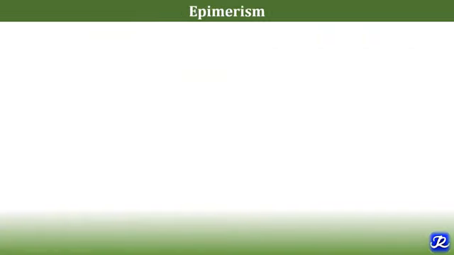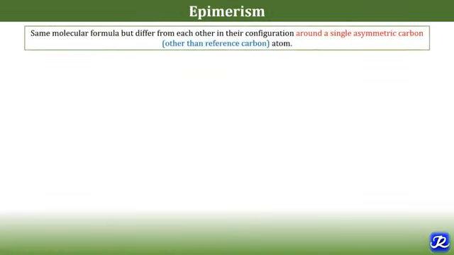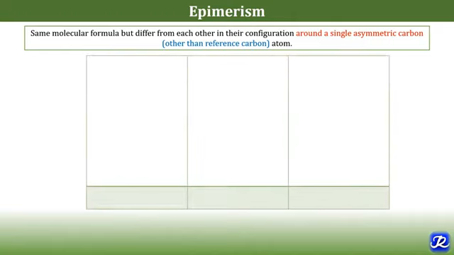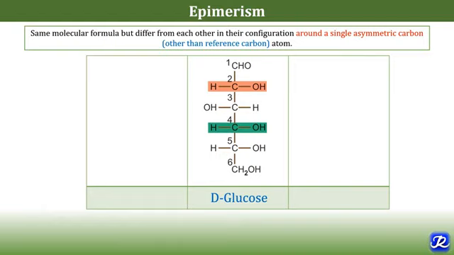What is epimerism? Epimers have the same molecular formula but differ from each other in their configuration around a single asymmetric carbon atom, other than the reference carbon atom. This is the structure of D-glucose. Why do we call it D-glucose? Because the hydroxyl group is present on the right side at the reference carbon atom, which is carbon number 5.